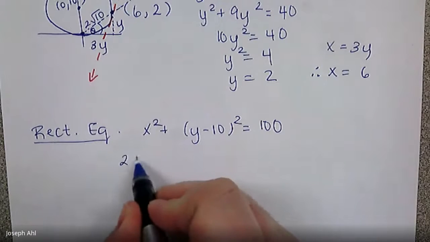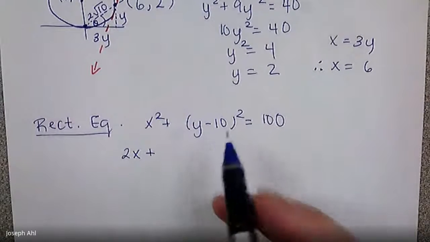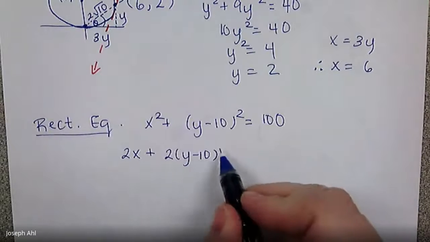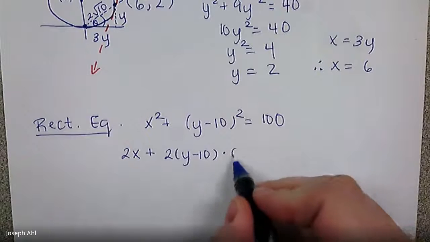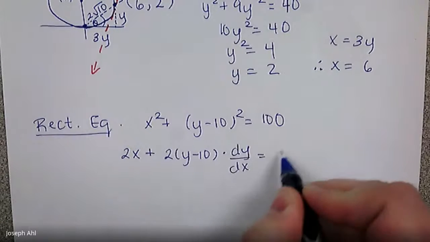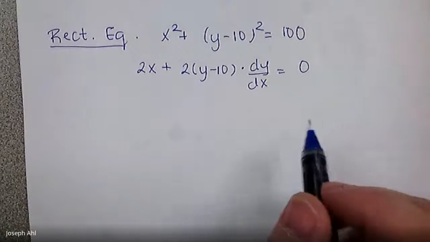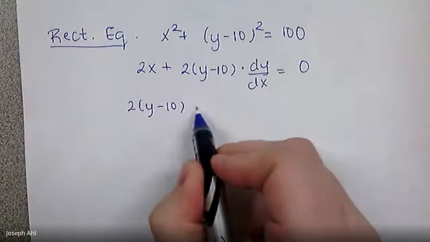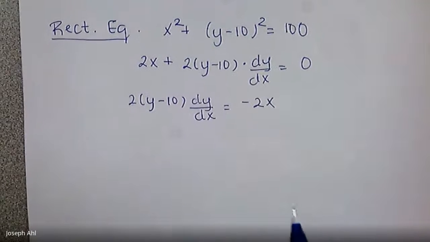So find the derivative: 2x plus, here we need a little bit of chain rule. So it's going to be 2 times (y minus 10) to the first times the derivative of the inside. Well, the derivative of y minus 10 with respect to x is dy/dx. And then over here we get 0. All right, let's start isolating dy/dx. So we're going to get 2 times (y minus 10) dy/dx equals negative 2x on this side.